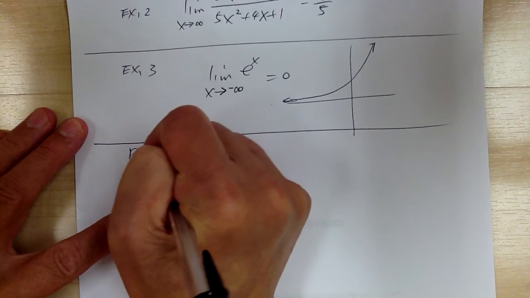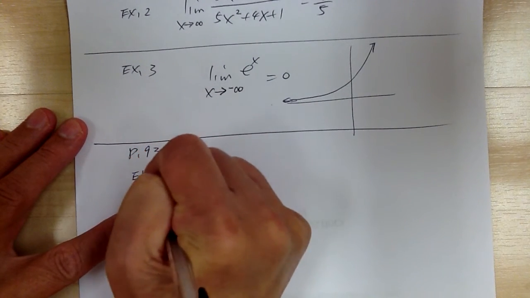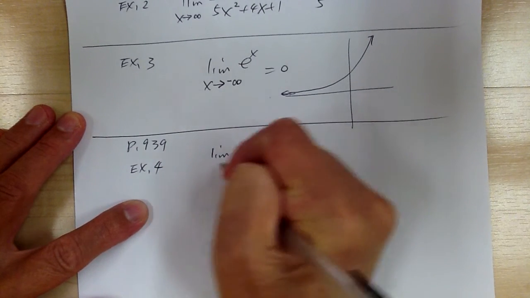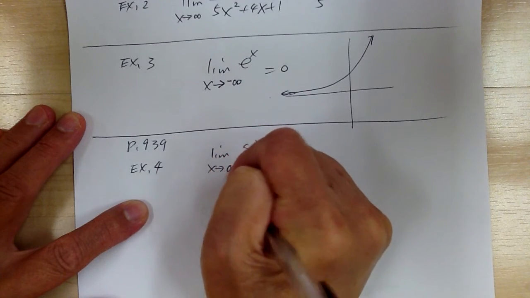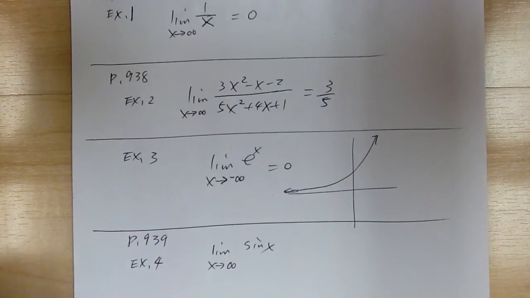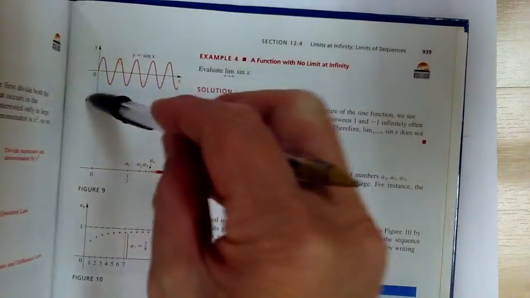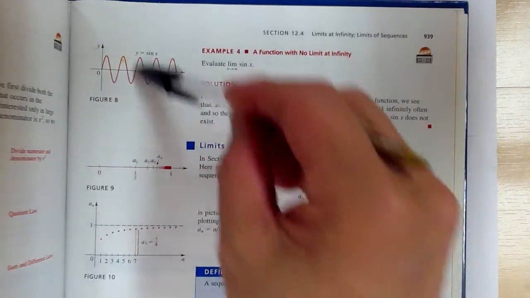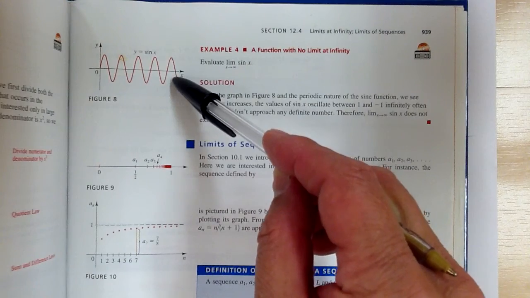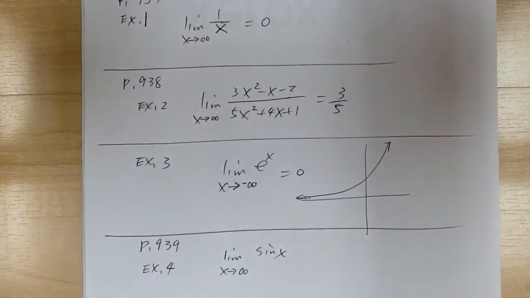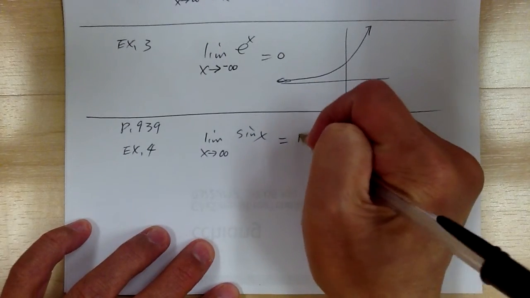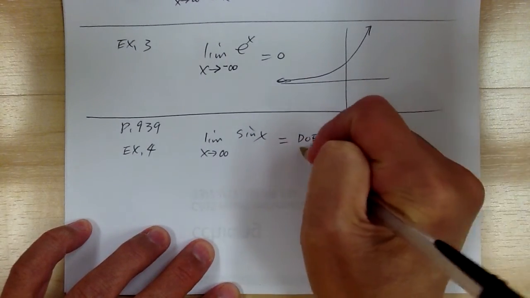Let's go to page 939 and look at example 4. You have the limit of sine of x as x approaches infinity. For this one, if you look at the sine graph, notice it oscillates, so it doesn't stay at one value. So in this case, the limit does not exist. You kind of have to look at the graph. So this one does not exist.